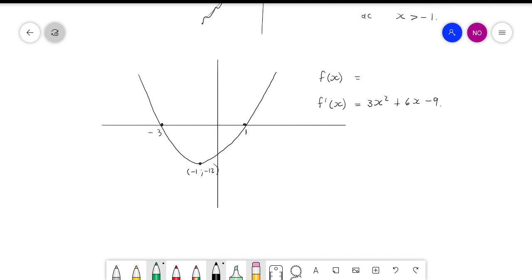Okay, now before I give you the equation of the original function, I first want to talk about what we can deduce from that. Because remember, we know where the first derivative is greater than 0, it is ascending. No, I'm lying. Where the first derivative is greater than 0, it means the original function is ascending. We also know where the first derivative is equal to 0, we have a stationary point. And we know that where the first derivative is negative, the original function is descending.